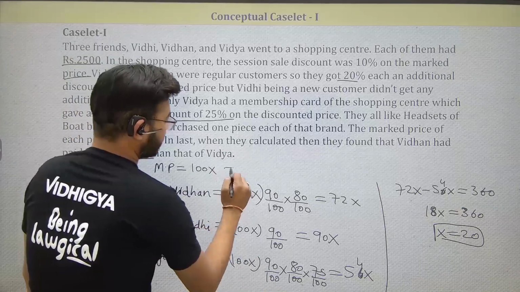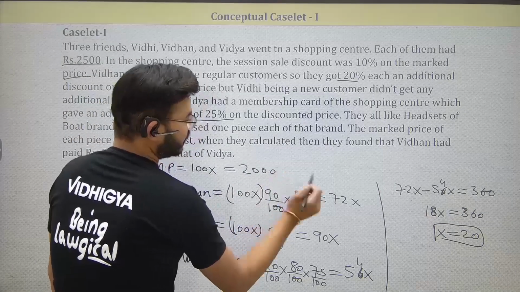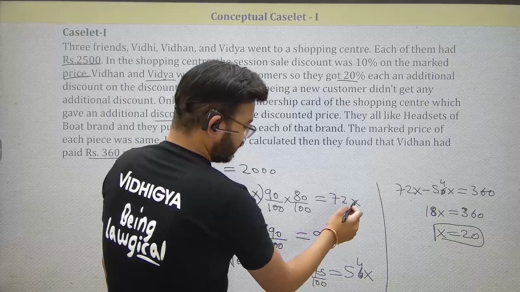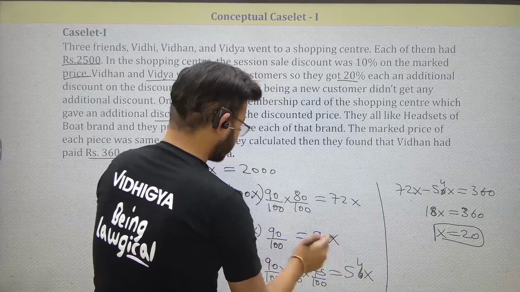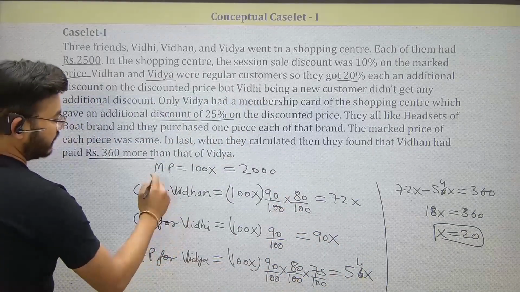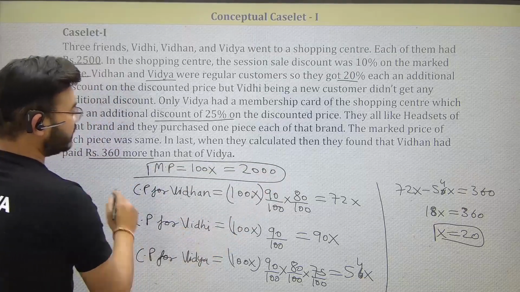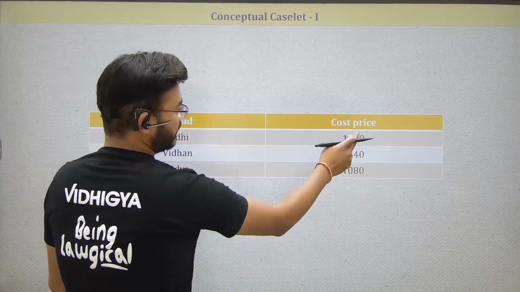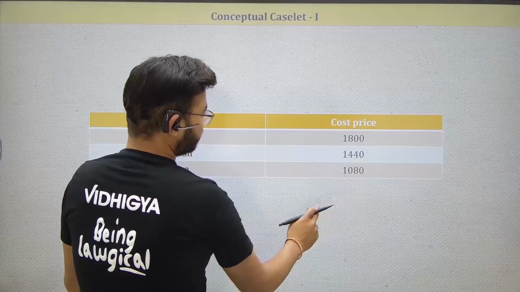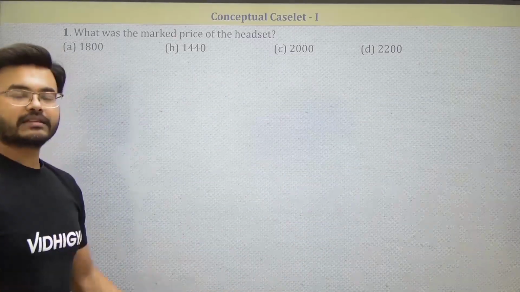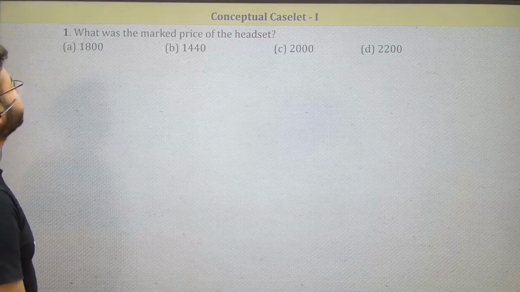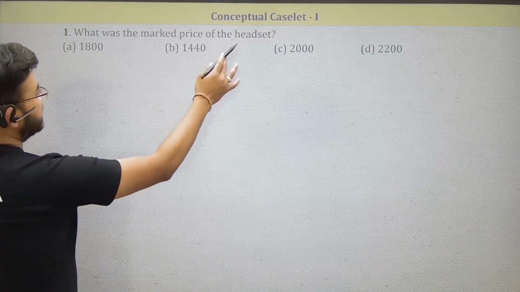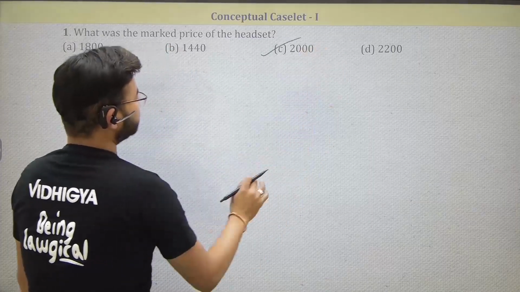That means the mark price will become 2000, and simply putting the value of x as 20, we can get the cost price for each and every friend. The mark price of the headset will be 2000. So simply we can get these values: 1800, 1440 and 1080. Now let us try to solve the caselet. What was the mark price of the headset? We already calculated, it was 2000.